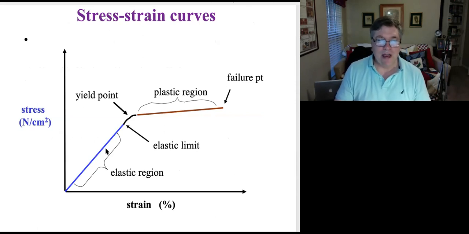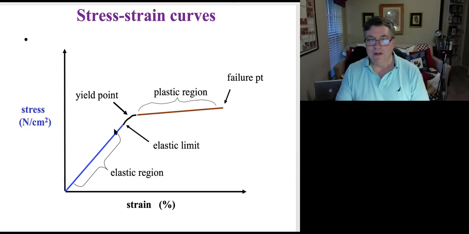So with stress strain curves, this would be one we would see for a bone, for example. The slope of the line in the elastic region determines the stiffness. So stiffness, remember, is the amount of stress divided by the amount of strain. When you have a curve like this, the change in the y-axis divided by the change in the x-axis is equal to the slope of the line. The steeper the slope, the stiffer the material is.